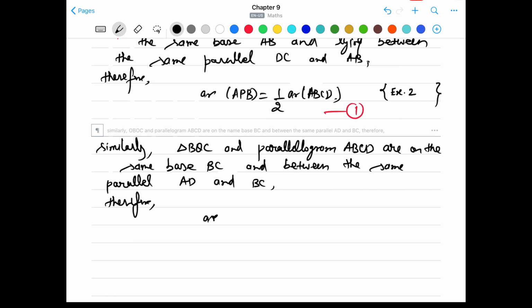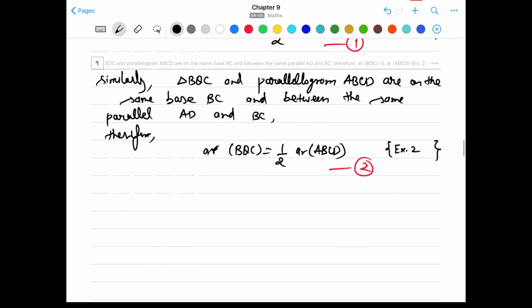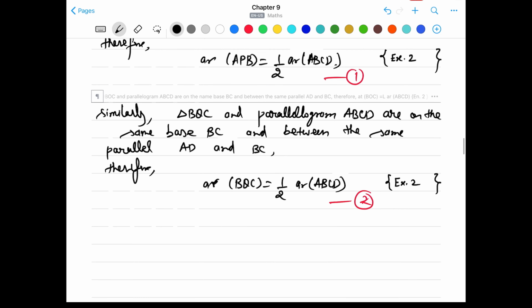Therefore, the area of triangle BQC will be equal to half the area of ABCD. Okay, now let's name this equation number 2. Again, the reason for this one is the same, which is the statement of example number 2: if a triangle and a parallelogram are on the same base and between the same parallel lines, then the area of the triangle is equal to half the area of the parallelogram.